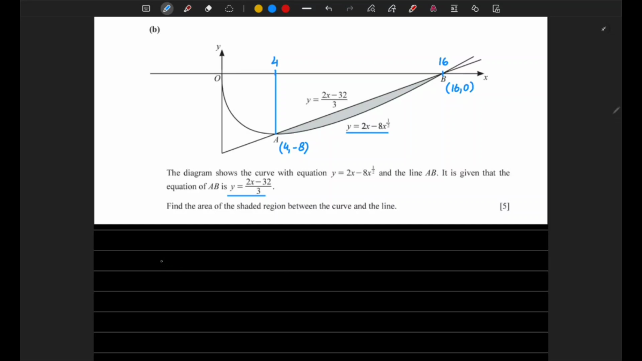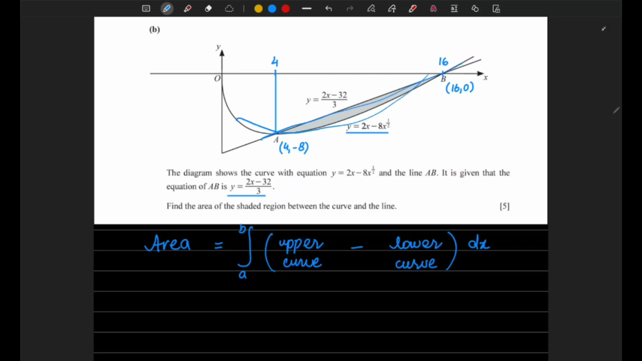So how do we find the area? Area is equal to the integral from lower limit A to upper limit B of upper curve minus lower curve. One way of writing this is upper curve minus lower curve, but this doesn't apply at all times. As far as this question is concerned, it doesn't apply here, because in this case the upper curve would become this line and the lower curve this line, but it should not be the case.